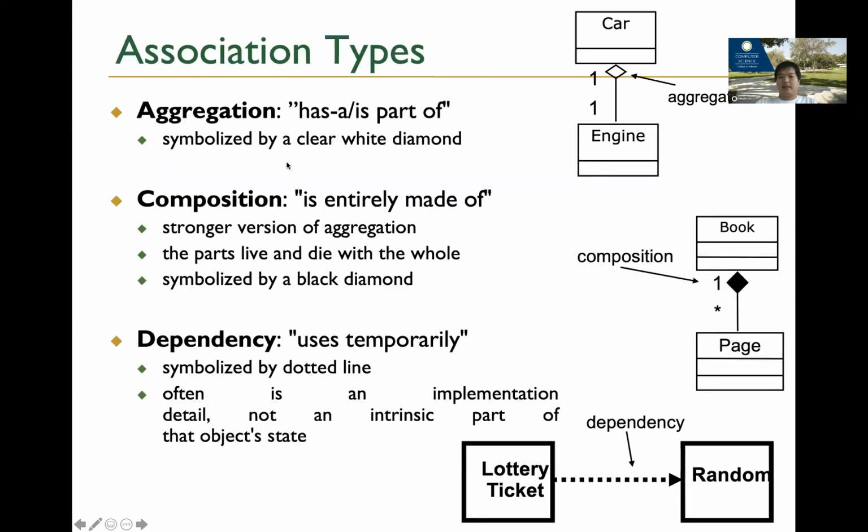All right. And these are more specific differentiations about association, right? So you can say that the car has one engine. This is called aggregation. Composition means that the book is composed of all the pages, whereas the car is not composed by an engine. It's just one part of it. And dependency means that if you are doing this one, you will need to use another one. For example, the lottery ticket, you will need to use a random function.